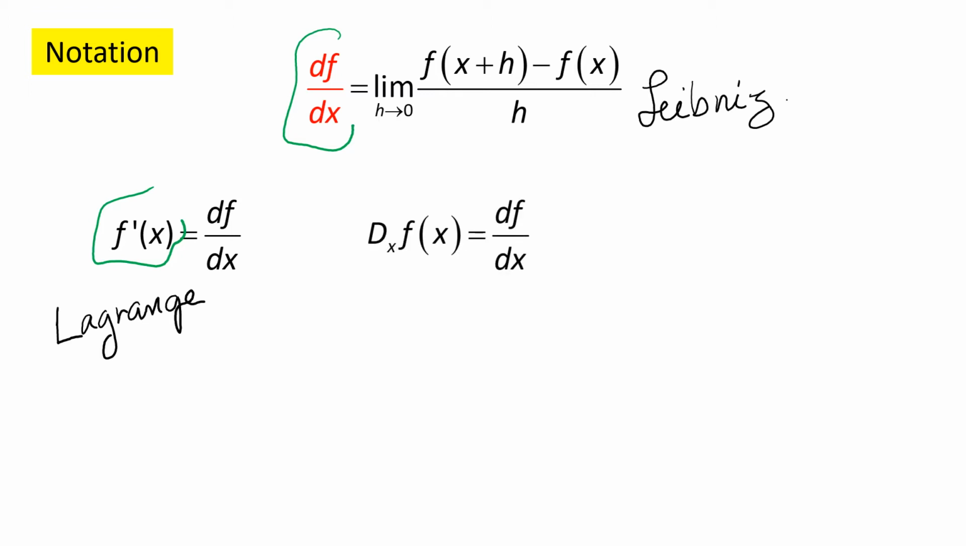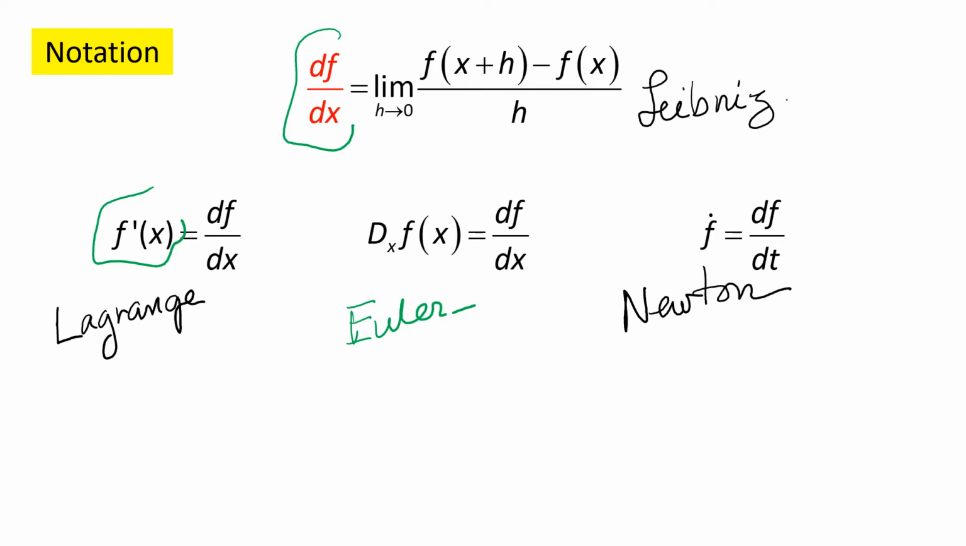All right, this is called Euler notation, after a very famous mathematician, Leonhard Euler. And then the last form of notation for the derivative is you'll see f dot, and it's used mostly in the context of time derivatives when time is the independent variable, but that's not necessarily a necessity, and this is called the Newton notation after one of the other co-inventors of calculus.